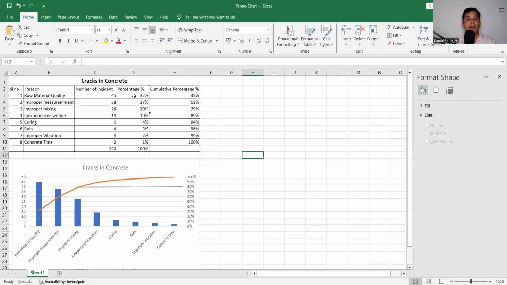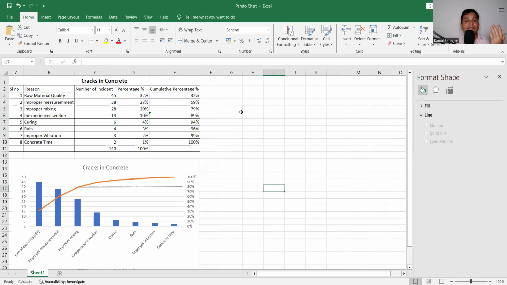Now, what do we need to do next? We need to find the percentage. The total is coming to 140, right? So the sum is 140. What will the percentage be? 45 by 140 is coming to 32. In the same way, 38 by 140 is coming to 20. In the same way we can find all the percentages. The total percentage should be 100, and it is coming to 100. That means my calculation is okay.